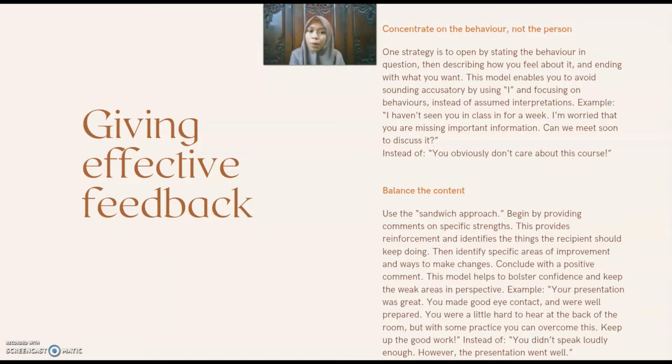Use the sandwich approach. Begin by providing comment on specific strengths. This provides reinforcement and identifies the things the recipient should keep doing. Then identify specific areas of improvement and ways to make change. End with a positive comment. This model helps to boost their confidence and keep the weak areas in perspective.